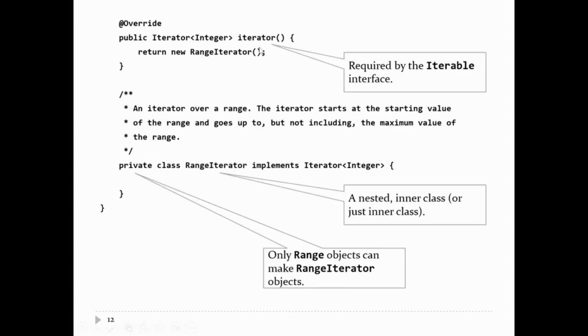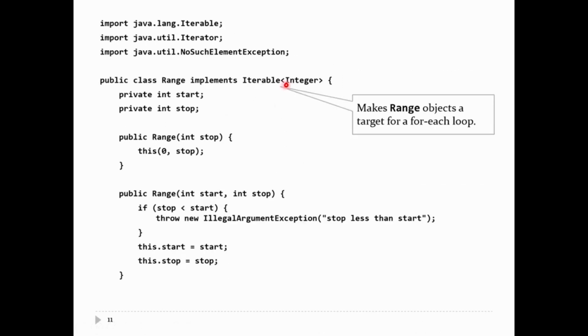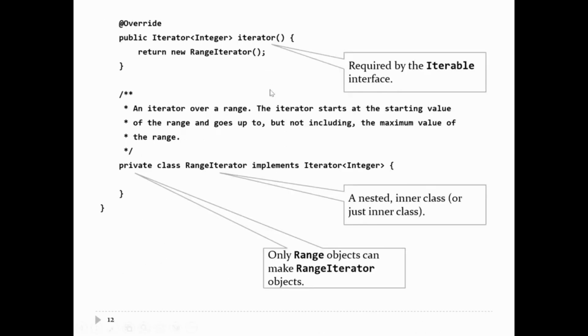We have to provide an iterator method, because that's what the iterable interface says. That interface says you must provide iterator. So here's iterator. We're providing an iterator that produces an integer value, so it's an iterator over integers. And now we have a problem, because there is no iterator class that does this for us. So we have to make our own. The class that we're going to make is called range iterator. It's an iterator over a range, that's why it's called range iterator.